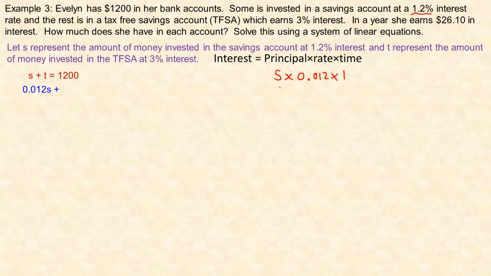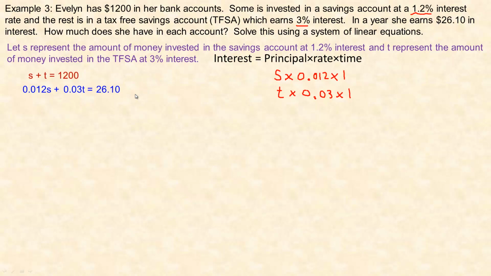And similar for the tax-free one, T is the amount of dollars in a tax-free savings account. Its interest rate is 3%, so we'd multiply by 0.03, and again, times 1 year, and that works out to 0.03T. So this is the amount of interest she earns from the savings account. This is the amount of interest she earns from the tax-free savings account, and together we're told they have to add to $26.10. So that's where my second equation comes from.